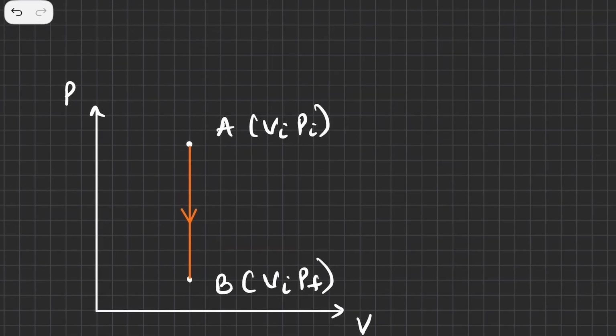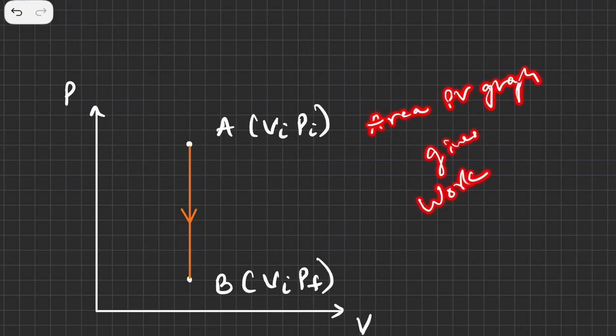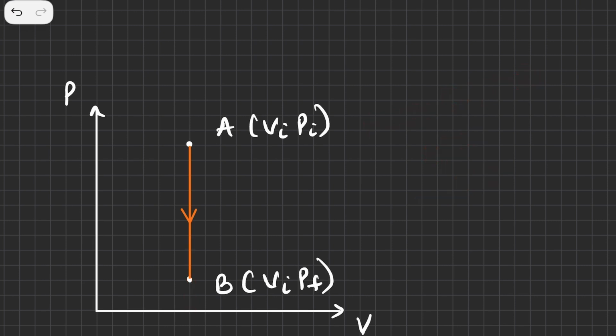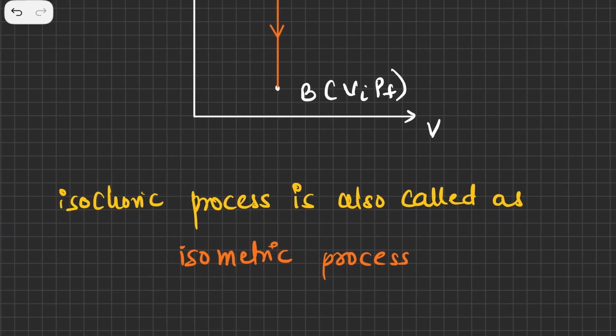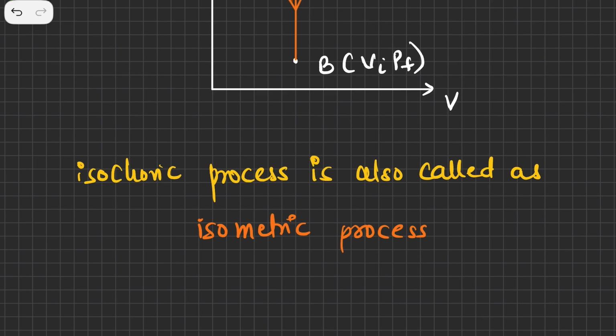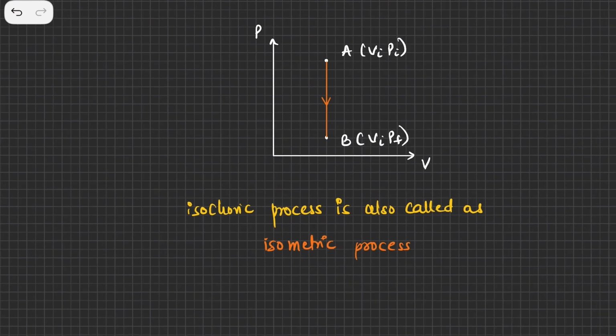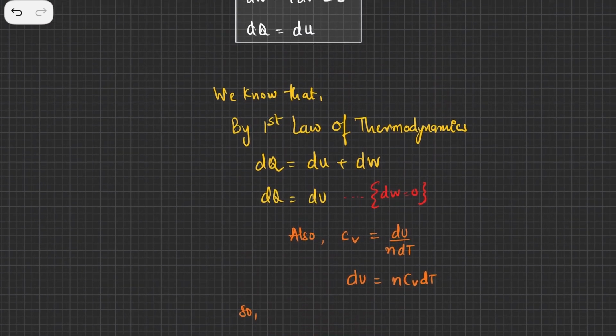Also you should know that below the line the area is 0, and the area under the PV graph gives us the work done. Because there is no area under this line, we can say the work done is 0. So that is also one of the ways we can arrive at that. And lastly, an isochoric process is sometimes also called an isometric process. So everything about the isochoric process has been discussed.